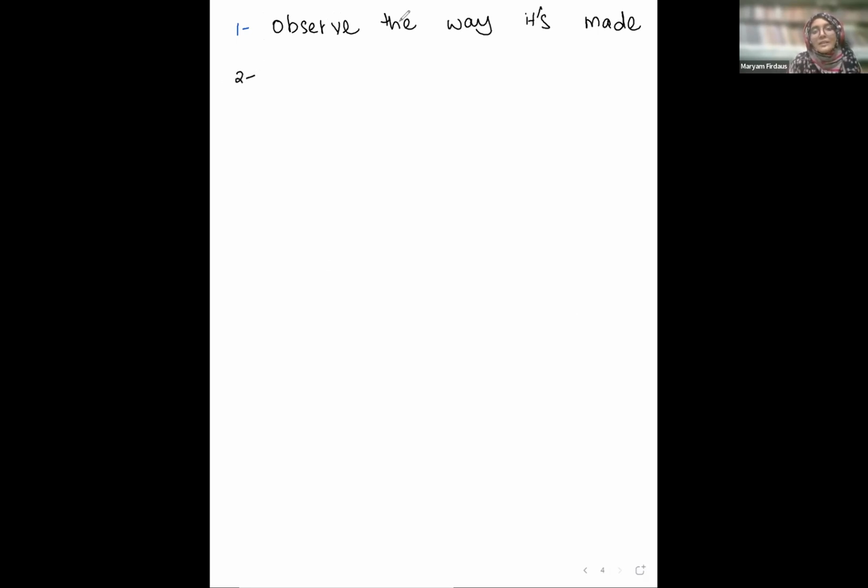You have to observe the way it's made, and then we will see in the next class how we can make a cuboid shape. I'm going to show you, or maybe I can show you right now also. Wait a minute. Just a minute, Hiba. I'll show you.